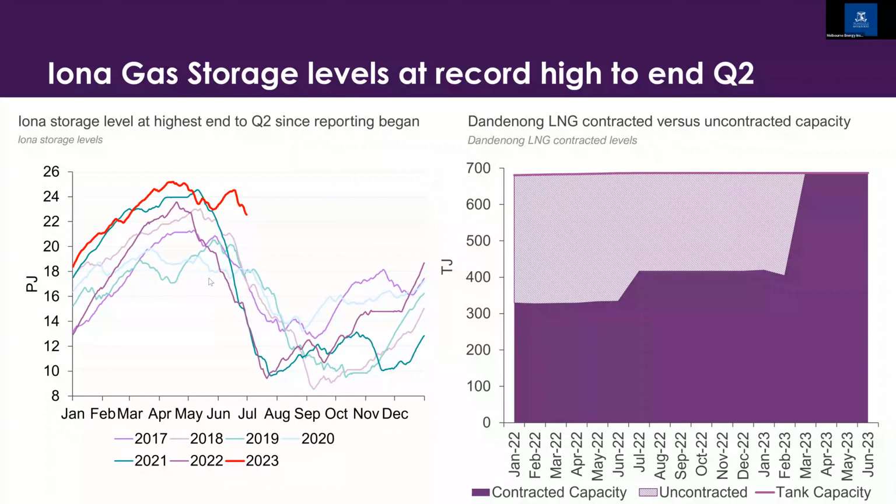Obviously last year, and actually the year before that, we saw a very rapid drawdown on Iona underground storage, and this is in part what caused multiple parts of the energy crisis last year. So those fears that this was going to happen again this year were somewhat allayed by a milder winter and not as much gas-fired generation as we saw.